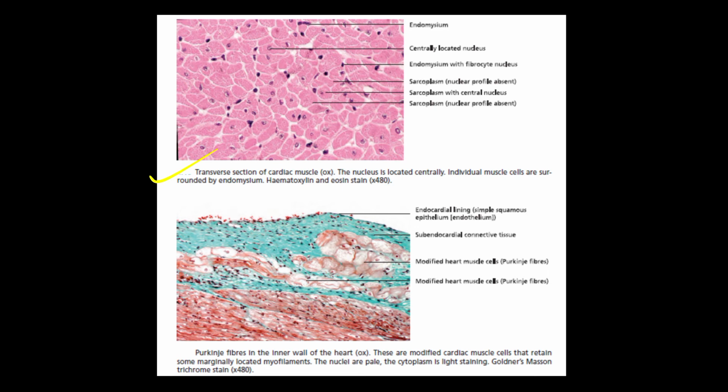In this photograph, we can see the transverse section of the cardiac muscle. The nucleus is located centrally, and individual muscle cells are surrounded by endomysium. So we can see endomysium, centrally located nucleus, endomysium with fibrocyte nuclei, then sarcoplasm with central nucleus, sarcoplasm with nuclear profile absent. Then endocardial lining, simple squamous epithelium, that is endothelium, subendothelial connective tissue, and modified heart muscle cell. We can also see the modified heart muscle cell as a Purkinje fiber. Purkinje fiber in the inner wall of the heart is shown in this photograph.